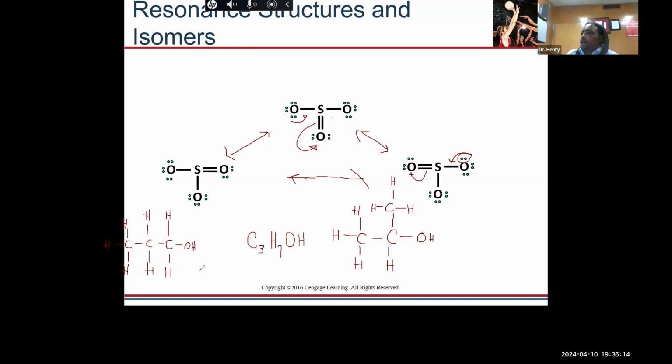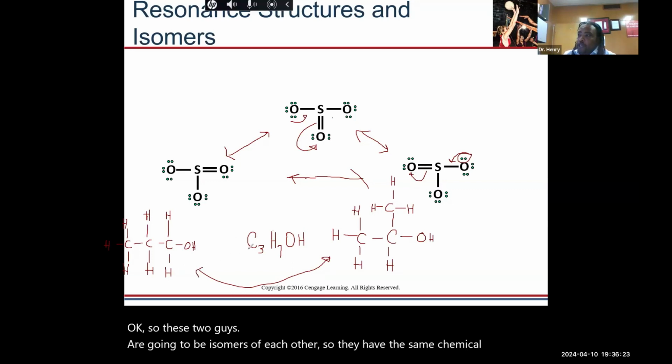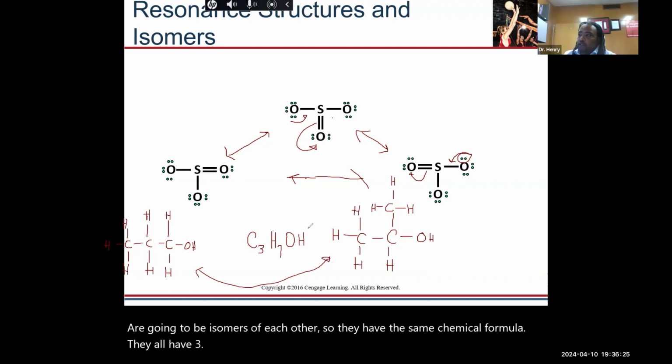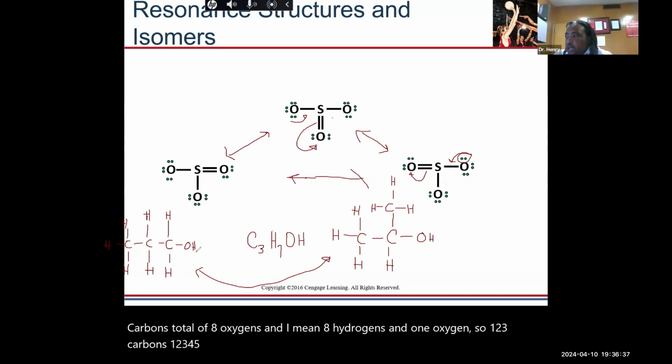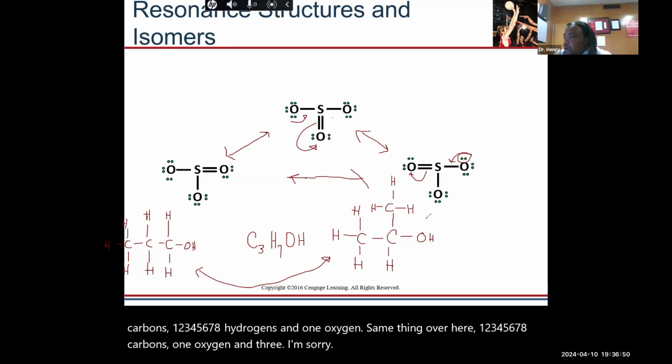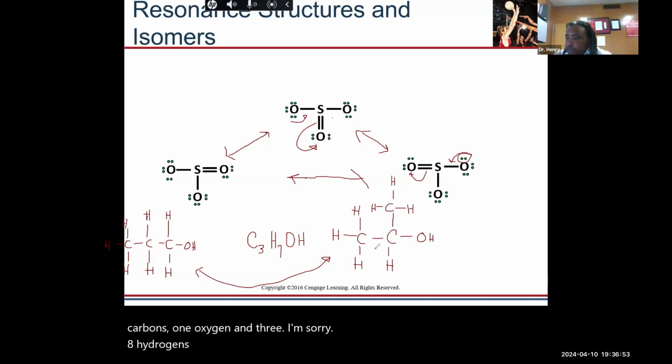Okay, so these 2 are going to be isomers of each other. So they have the same chemical formula. They all have 3 carbons, 8 hydrogens, and 1 oxygen. So 1, 2, 3 carbons, 1, 2, 3, 4, 5, 6, 7, 8 hydrogens, and 1 oxygen. Same thing over here: 8 hydrogens, 1 oxygen, and 3 carbons.